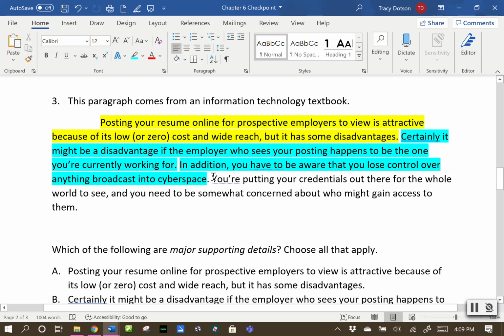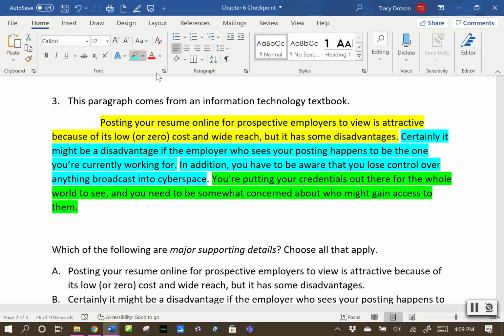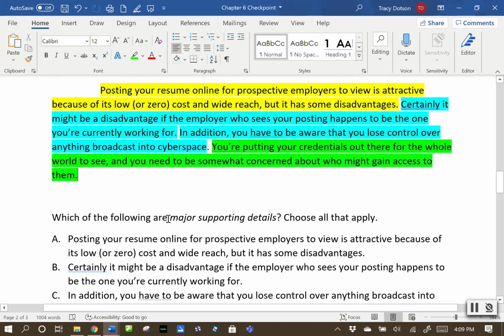Now this last sentence, here's the question. Does this deal with this first major detail? Does it support the main idea? This one is a minor detail that supports this third sentence here. All right? So we're being asked, what are the major supporting details? It's going to be those two sentences in blue.